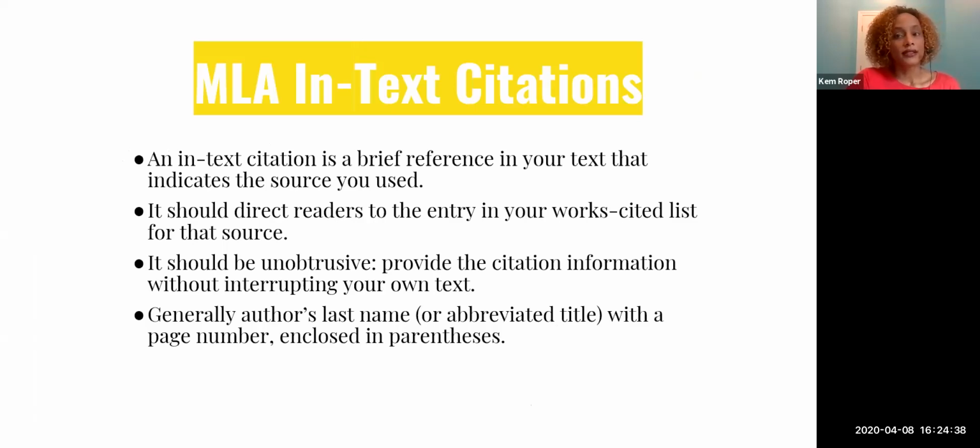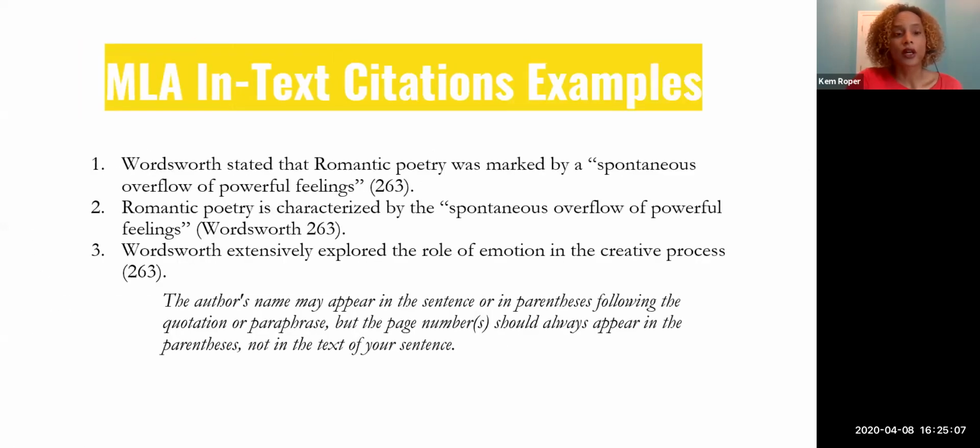So we know that an in-text citation is a brief reference of the source in the body of the paper. It should direct readers to the entry in your works cited list for that source. It should also be unobtrusive, provide the citation information without interrupting your own text. Generally, author's last name or an abbreviated title would be in the in-text citation, followed by a page number in parentheses. Here are some examples of MLA documentation.